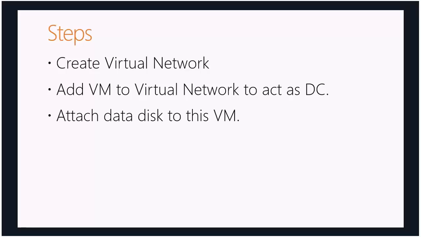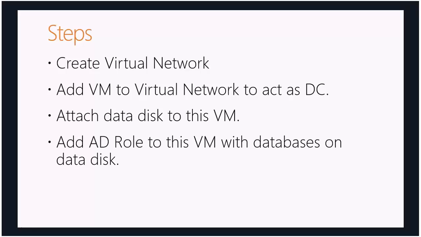Now, the next thing we're going to do, once we've got that virtual machine up and running, is attach an additional data disk to that virtual machine. We'll see the reason for that. It is a very, very important best practice that you always attach a data disk to a virtual machine when you set it up in Azure. Now, once we've got our data disk, we're going to add the AD role. So we're going to promote the standard Windows server to a domain controller, and we're going to make sure that we put the databases on this data disk.